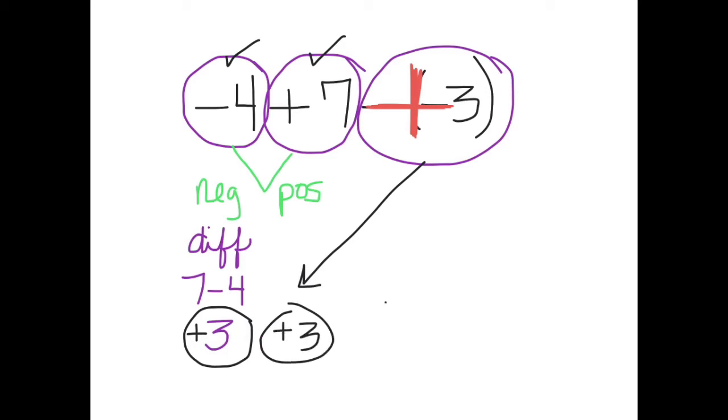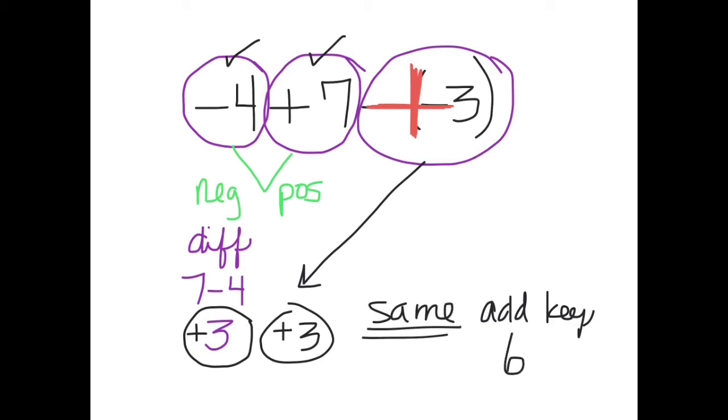Are the signs the same or are they different? Well, the signs are the same, and if they're the same, we just add and keep. So 3 plus 3 is 6. So my final answer is positive 6.